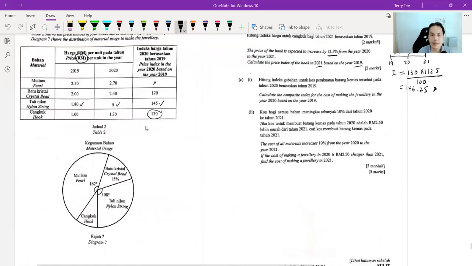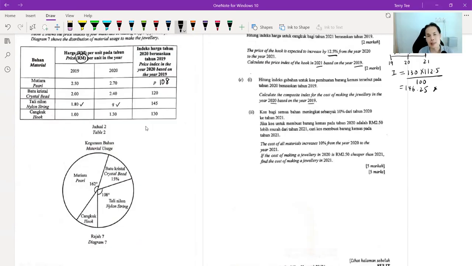Okay, now in part C, they say, calculate the composite index for the cost of making the jewelry in the year 2020 based on the year 2019. Now, to find the composite index, you must take the individual price indices, multiply with the weightage. Now, we have almost everything. In fact, we have B as well, right? Earlier we got 108, right? We just had to find the weightage.